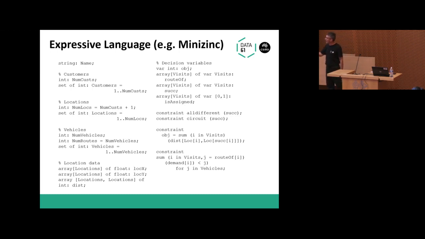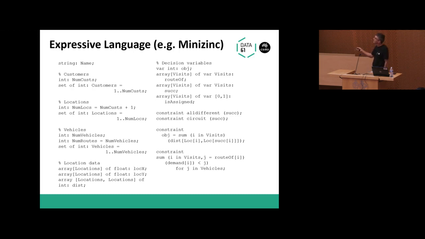I also have as input the x and y coordinate of each of my locations, and a 2-dimensional array of the distances. And now my decision variables. I have a variable int, which is the objective. For each visit I have the root of the visit, for each visit I have the successor, and for each visit I have a Boolean saying whether it's assigned yet or not.